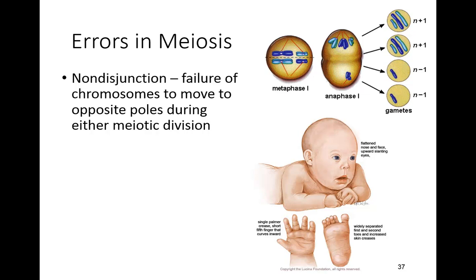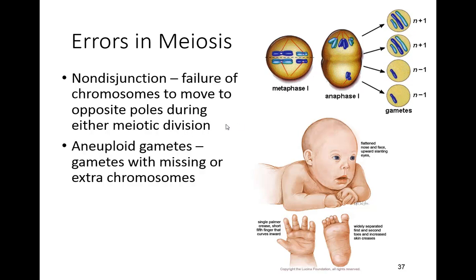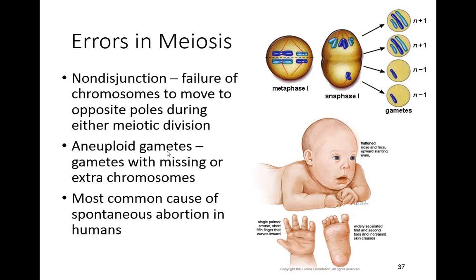Sometimes the chromosomes do not separate like they should during meiosis, and that will result in either an excess or not enough chromosomes. And this is called an aneuploid gamete. And this is the most common cause of spontaneous abortion, like I mentioned before. Down syndrome happens when someone has one too many of the 21st chromosome.